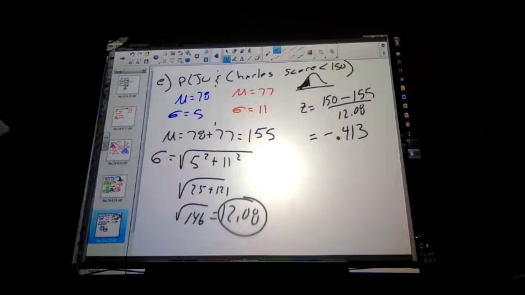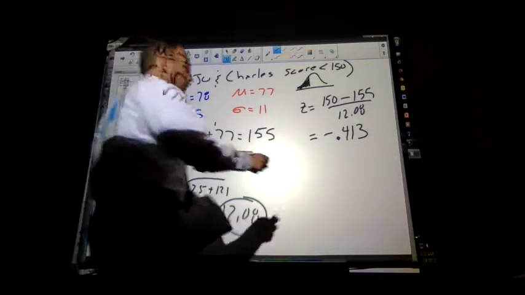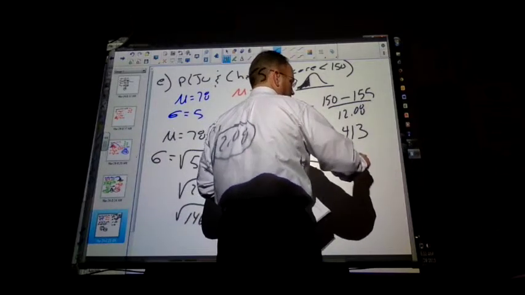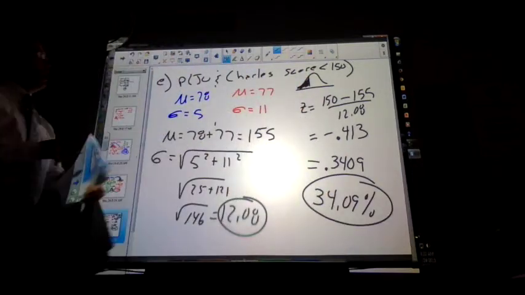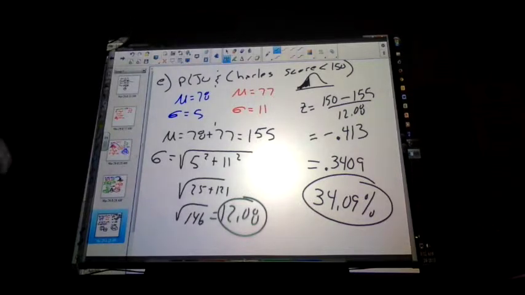Is this going to be tougher for them to score, being that their combined average is 155? Is it likely that they can score 150? Yes. How likely? Well, let's find the area underneath the curve. Go to the table in the back of the book. Find negative 0.41. So when Joe and Charles go out golfing, how often are they going to score less than 150 strokes on their golf games? A little bit more than 34% of the time they will score less than a 150 on their combined score.